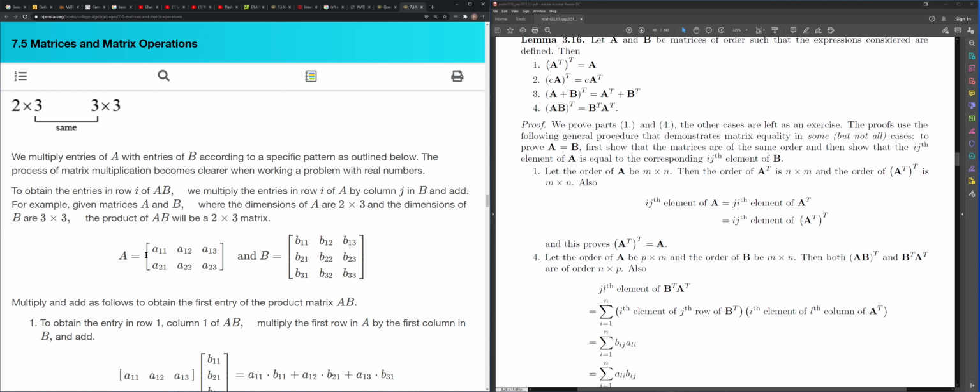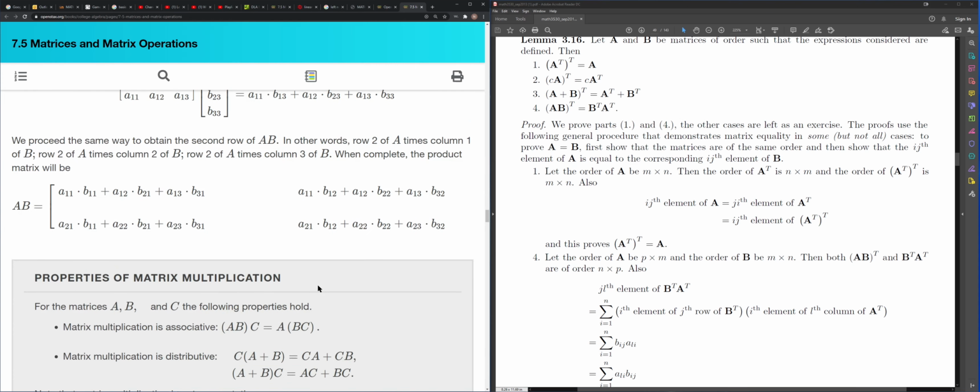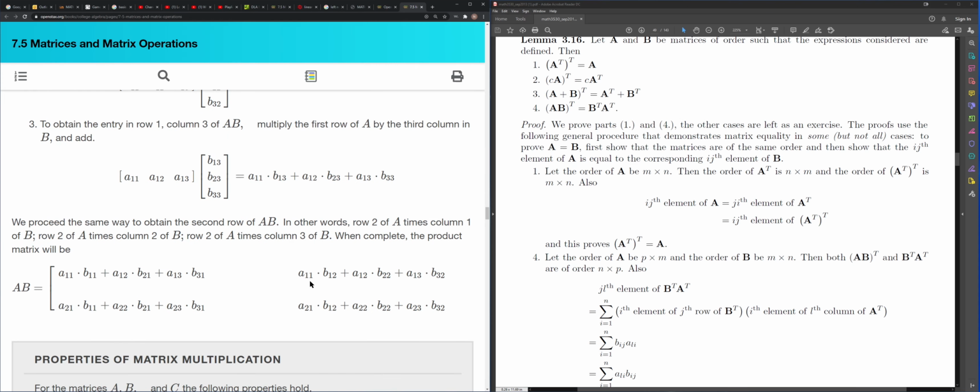Taking your first row of A and multiplying against your second column of B, you'd have A11 times B12, A12 times B22, and A13 times B32. This is what you get when you multiply your first row from A against the second column of B.